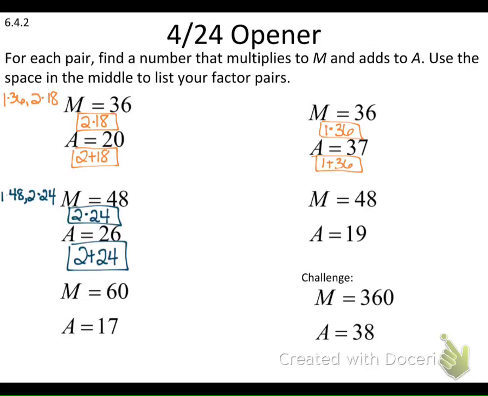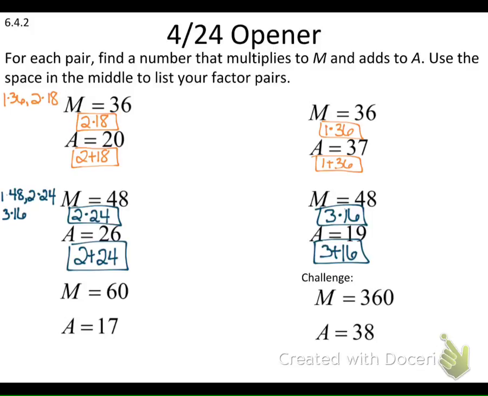All right, moving over. I have 48 again, but now my A is 19. Do either of these equal 19 if I add them together? No, so I have to keep figuring out my factor pairs. 3 times 16. That's it, right? So I have 3 times 16 is going to equal 48. I have 3 plus 16 is going to equal 19.